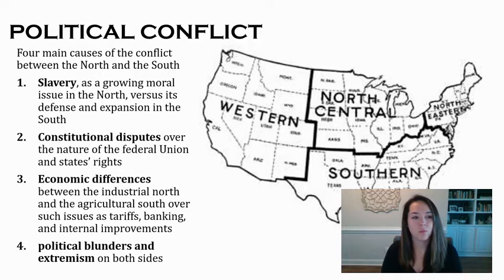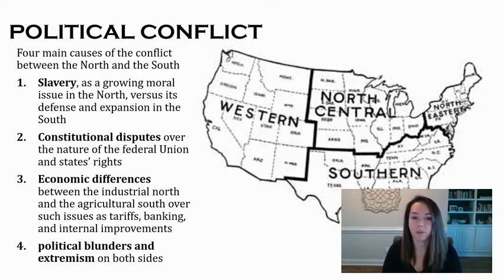So there are four main causes of this conflict between the North and the South. The number one issue is going to be the issue of slavery and the extension of slavery in the West in particular. I want to make it very clear that even though slavery is kind of this growing moral issue in the North, it had a lot to do with slavery expanding in the West for economic reasons as well.